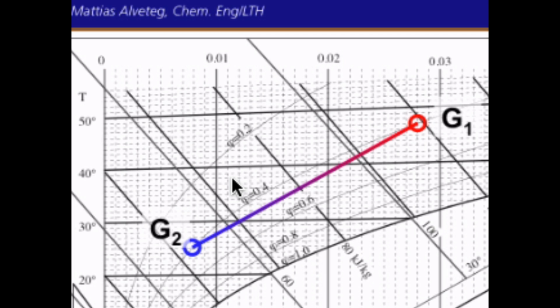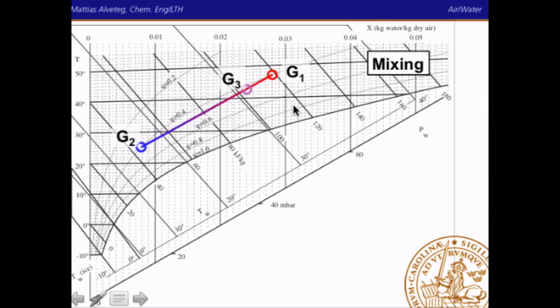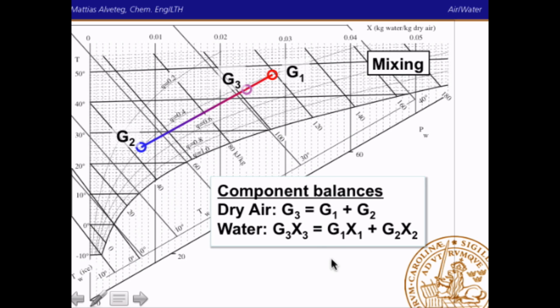Now, I should say that this Mollier diagram is a bit sloppy. It's drawn for simplicity, so that it's easy to see in the screencast, but you should be using a more exact one when you do these calculations. Anyway, you use the mass balance and then you find the point here. So these are the mass balances.